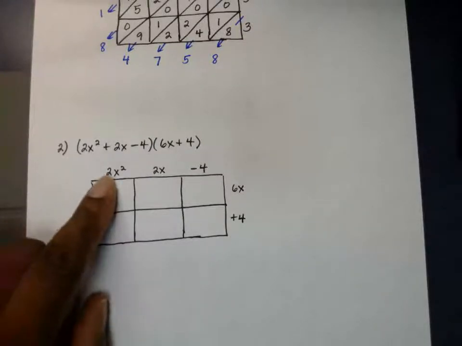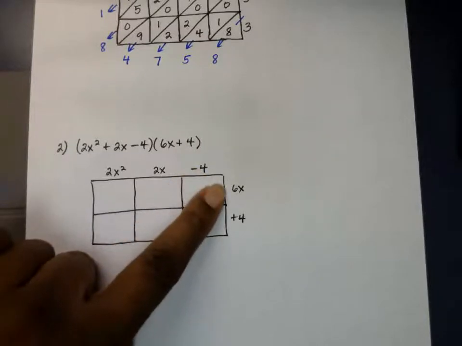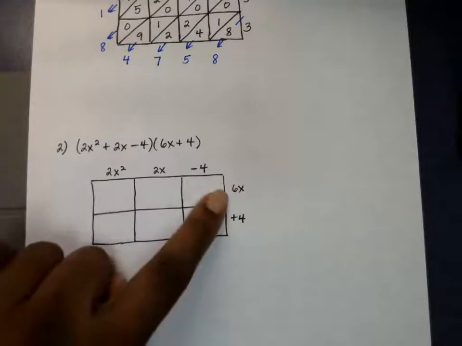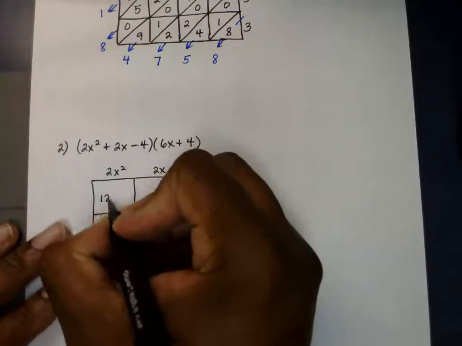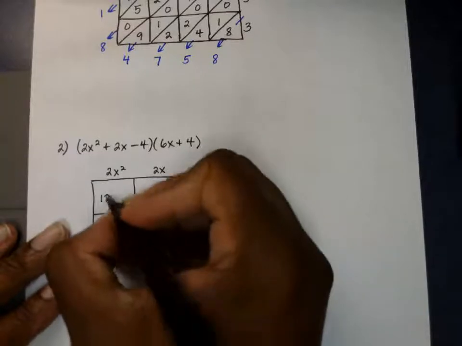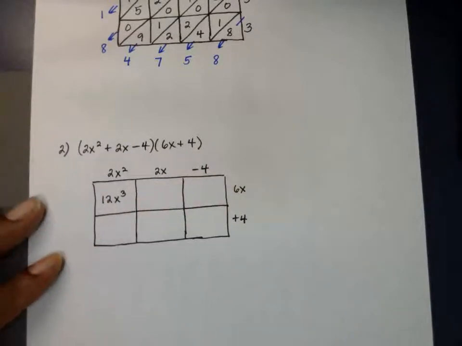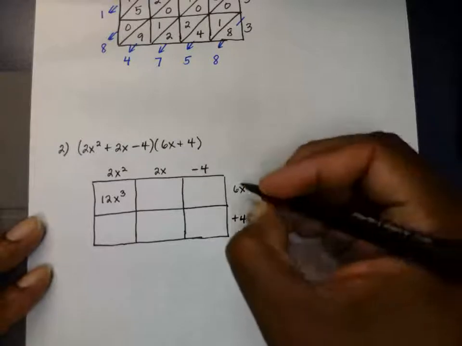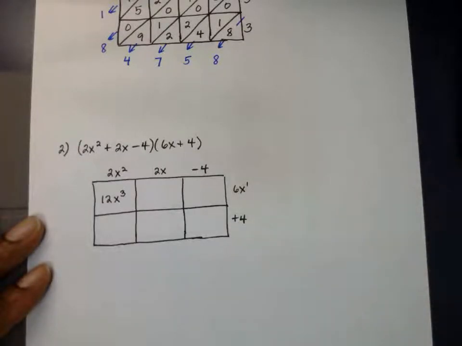And then I'll multiply each term on the top individually by each term on the right side. So like 2x squared times 6x. Well, 2 times 6 will be 12. X squared times x, that's x cubed. You have to remember when you're multiplying powers of the same base, you bring down the base and add your exponents. So that 6x, that x is like x to the 1.